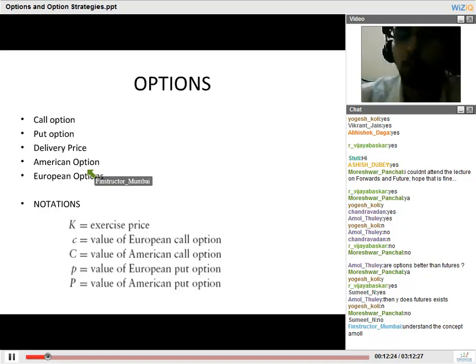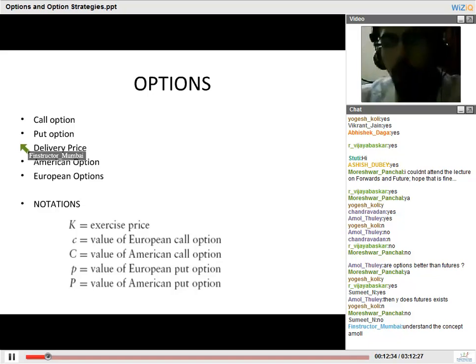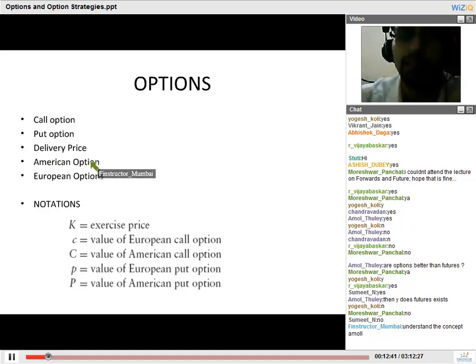American options are options that can be exercised at any time before the maturity of an option. So if I give you an option that you can buy the stock from me at a price of 1,000 rupees within a period of 3 months, an American option can be exercised at any time during those 3 months. Whenever I feel that the price is high enough, I can exercise my right to purchase the asset and sell it off in the market or do whatever I like. So I can exercise the option at any time within the maturity of the option.